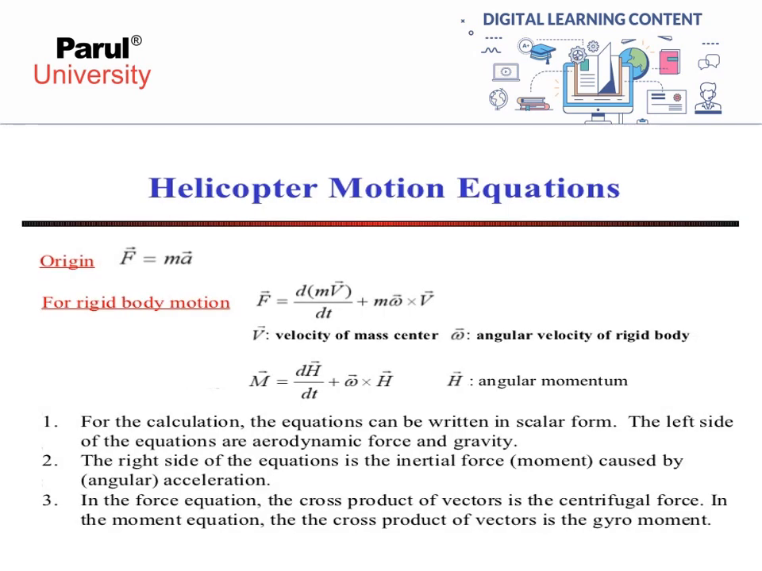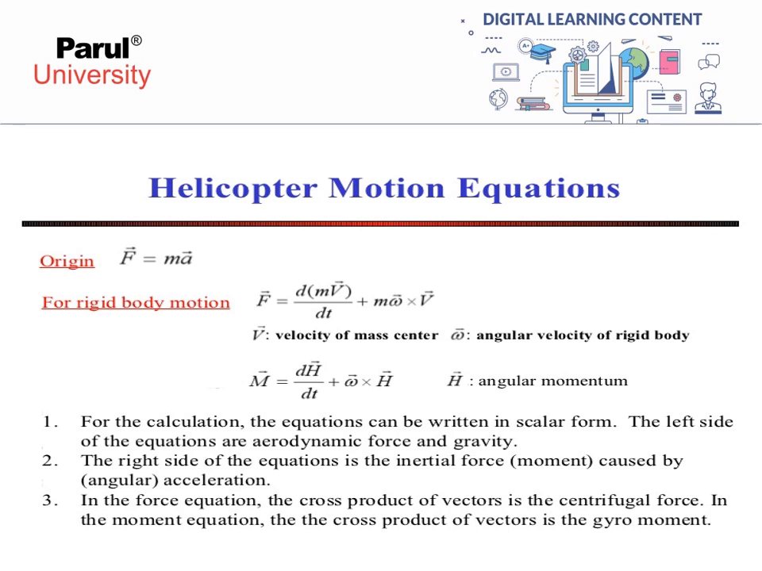Now, first we have to know what the helicopter motion equation is. Originally we know F is equal to ma, Newton's second law, and for rigid body motion F is equal to dmv by dt plus omega into mv, where v is the velocity of the mass center and omega is the angular velocity of the rigid body, and M is the moment, which is dh by dt plus omega into h, where h is the angular momentum. For the calculation, the equations can be written in scalar form.